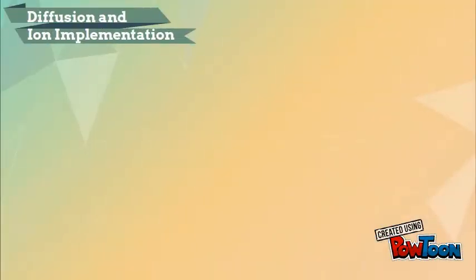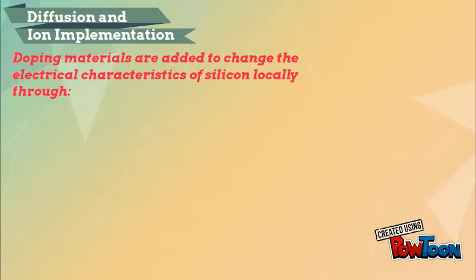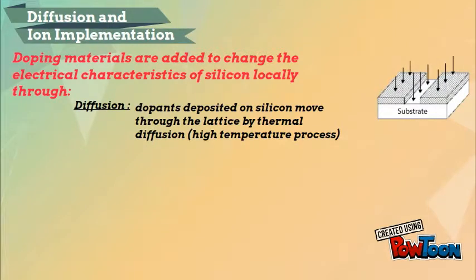Diffusion and ion implantation. Doping materials are added to change the electrical characteristics of silicon locally through diffusion. Dopants deposited on silicon move through the lattice by thermal diffusion, a high-temperature process. This one is used for well formation, where it can be N-well or P-well.